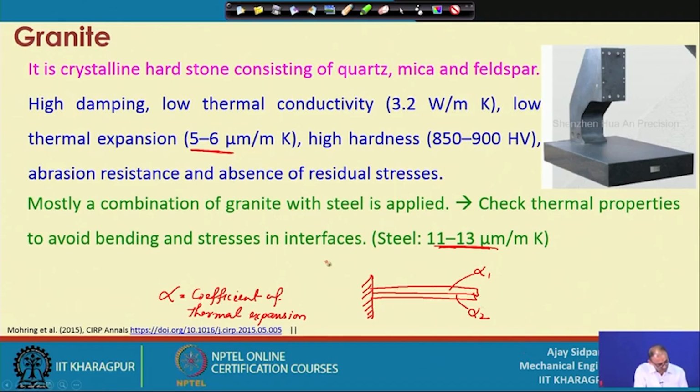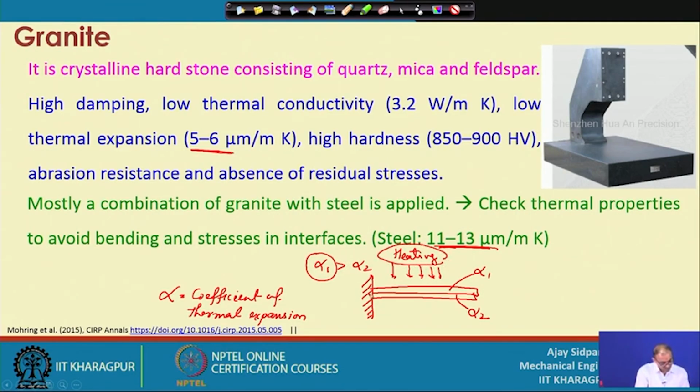Consider alpha 1 is higher than alpha 2. Now, you heat this component. This is the interface, now you are heating. Now, we know that alpha 1 has a high coefficient of thermal expansion. So, this will expand, or it will respond very quickly to the temperature change.